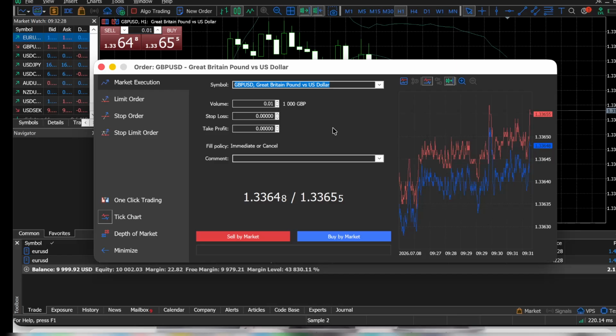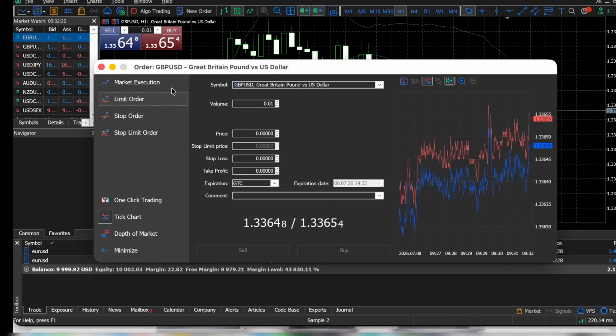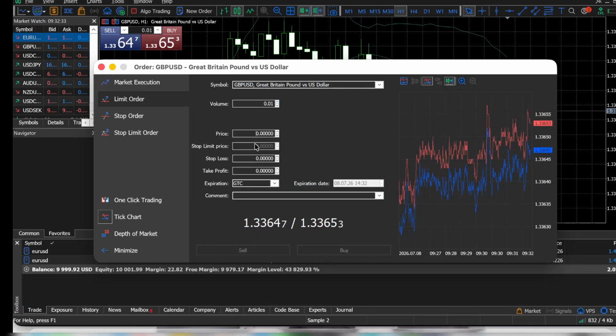Once the order window appears, click on the Order Type section and choose Limit Order from the left side. This is important because a buy limit is a type of pending order, meaning it will only activate if the market reaches the price you specify.